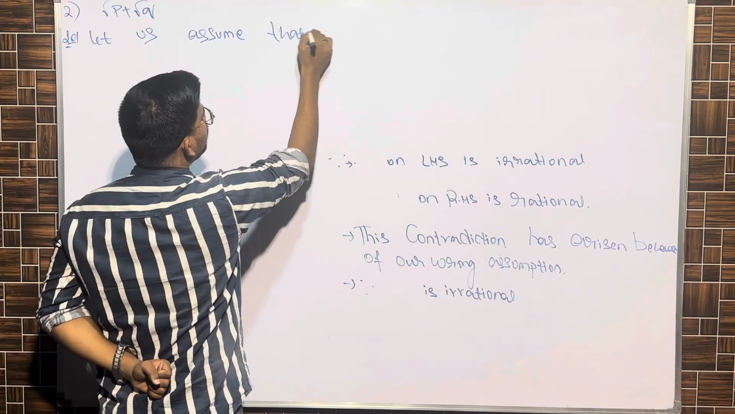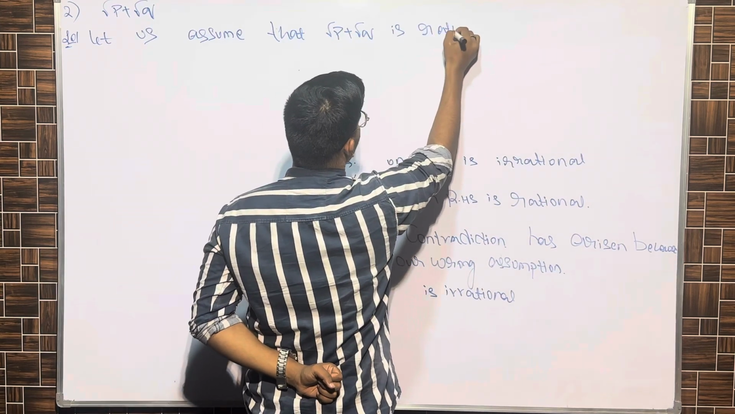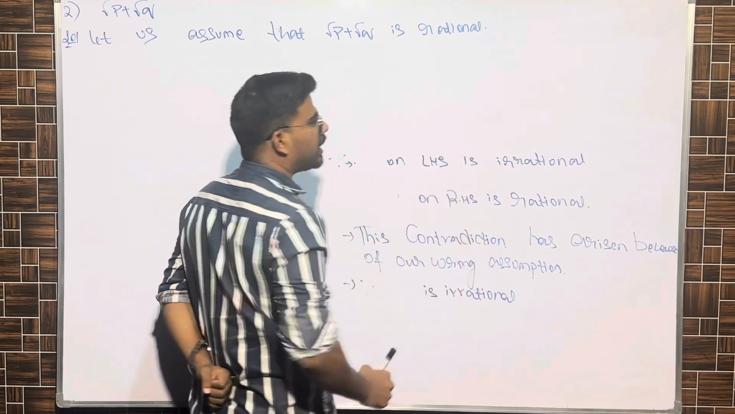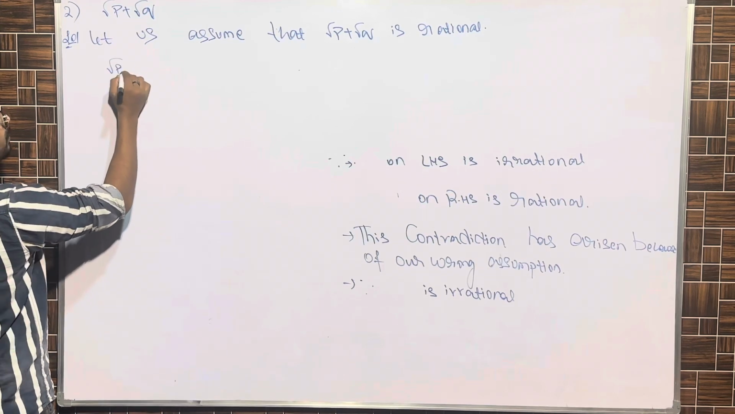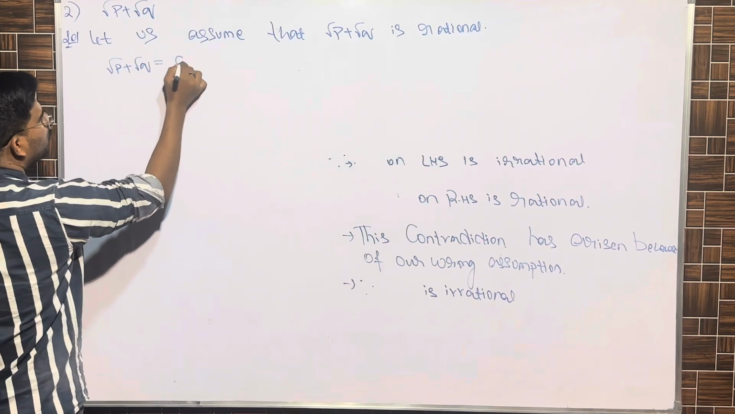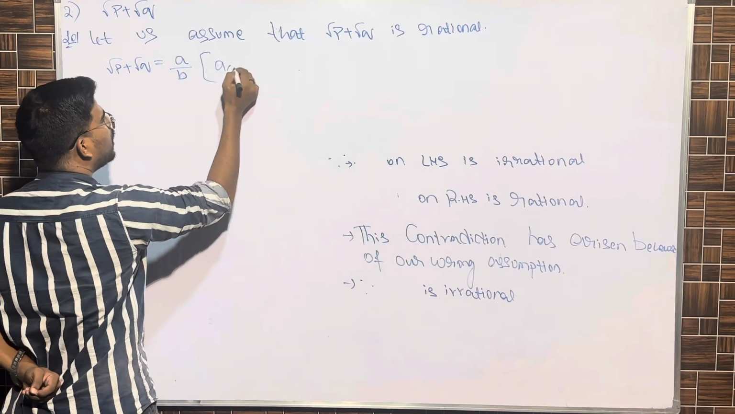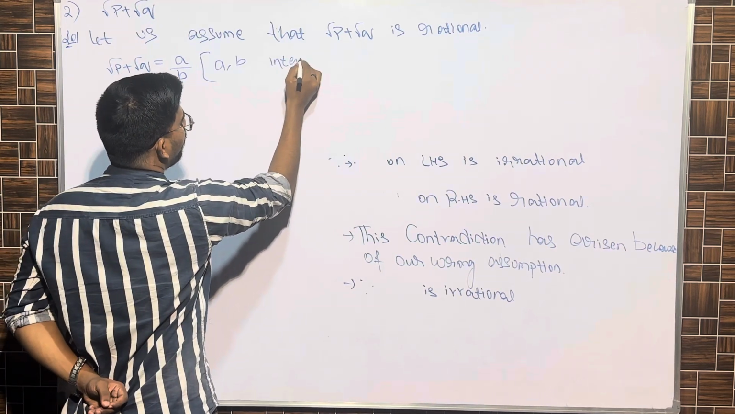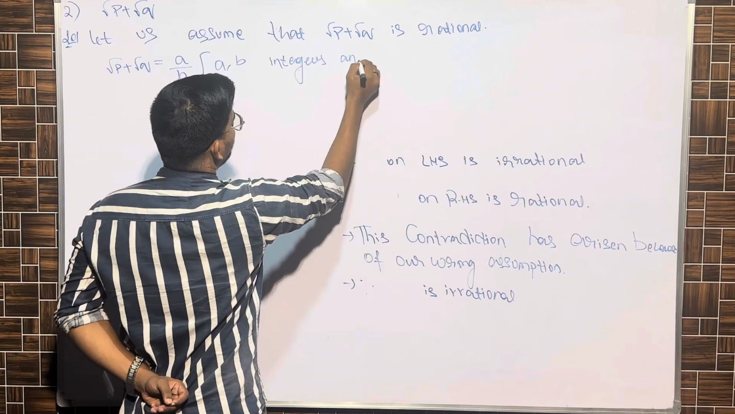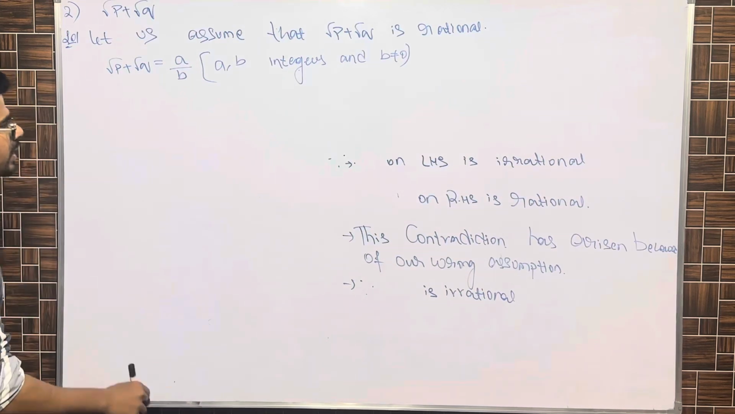So let us assume that root p plus root q is rational. If it is rational, we can write it in the form of numerator by denominator. Root p plus root q is equal to a by b. What should be the nature of a and b? A and b should be integers, and b should not be equal to 0. Otherwise the denominator becomes 0 and it becomes infinity. That's why b should not be equal to 0.